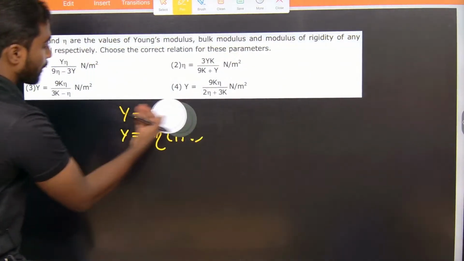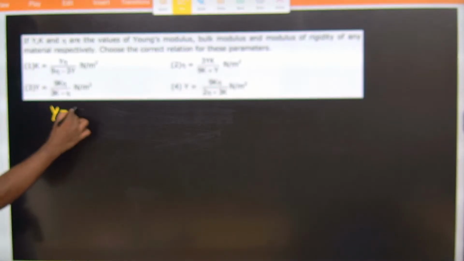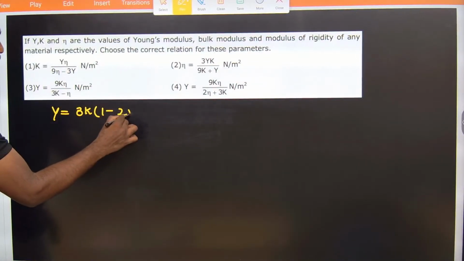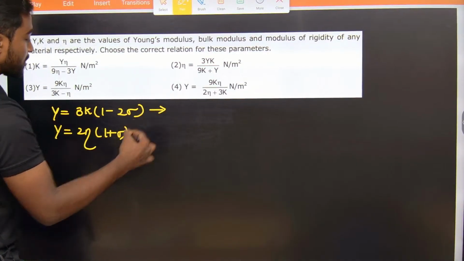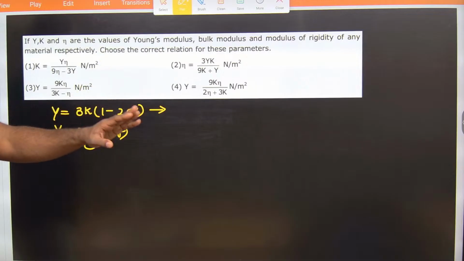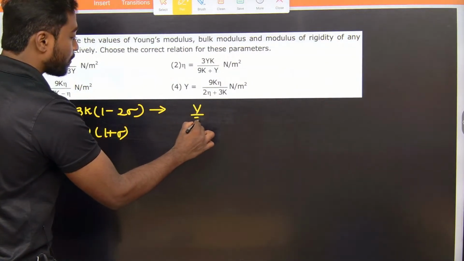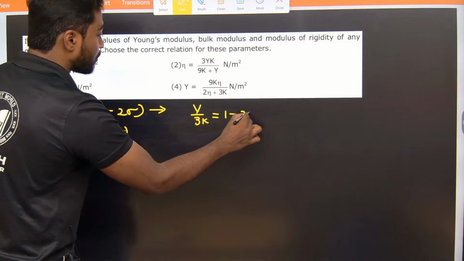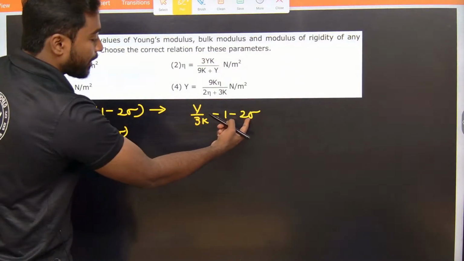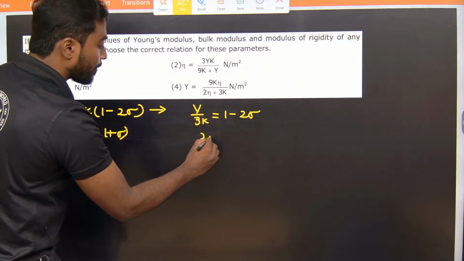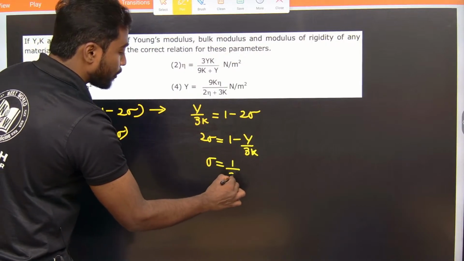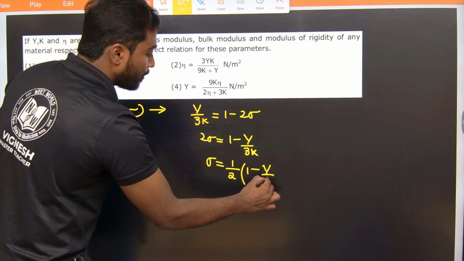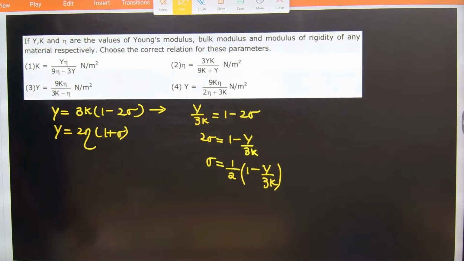So from equation 1, I will write the equation here. Y is equal to 3K into 1 minus 2 sigma, Y is equal to 2 eta into 1 plus sigma. From equation 1, I will write sigma on one side and the remaining terms on the other side. So Y by 3K is equal to 1 minus 2 sigma, where I can take sigma on one side and the remaining terms on the other side. 2 sigma is equal to 1 minus Y by 3K, where sigma will be equal to 1 by 2 into 1 minus Y by 3K. Okay, this is for the first one.